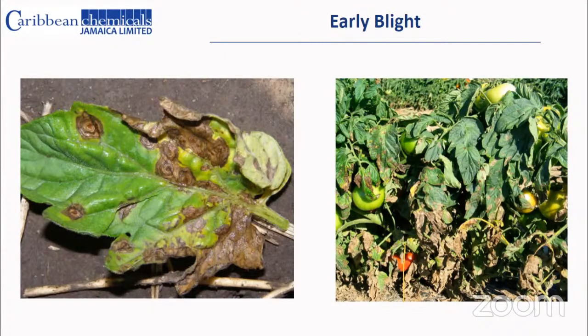So remember again, it being early blight doesn't necessarily mean that it will come on in the earlier part of the plant growth. Generally, it is when the plant is at the final part of the growth phase, or in production, that we see this. Okay.